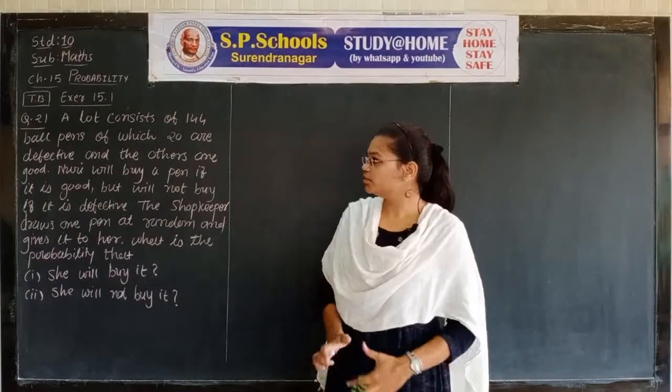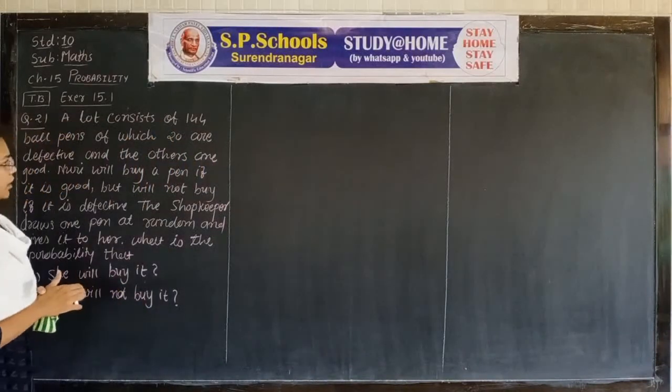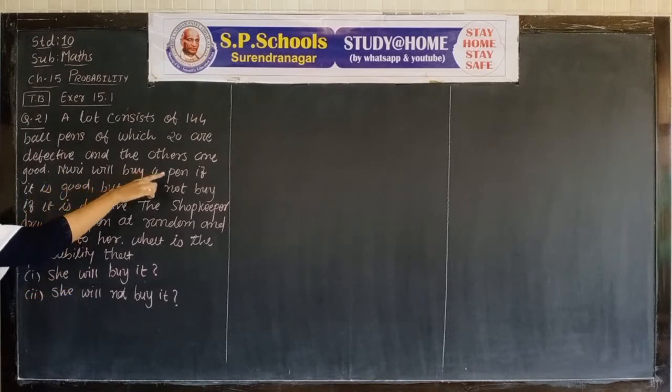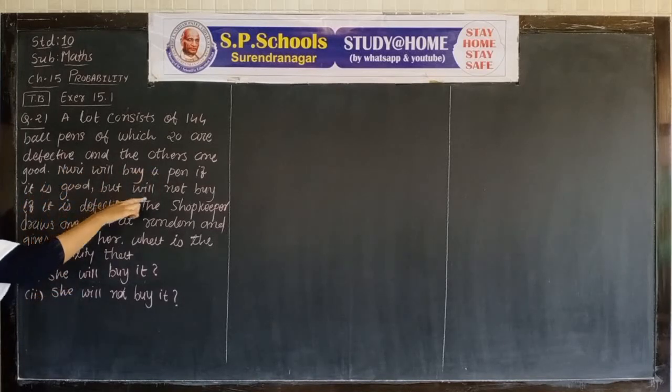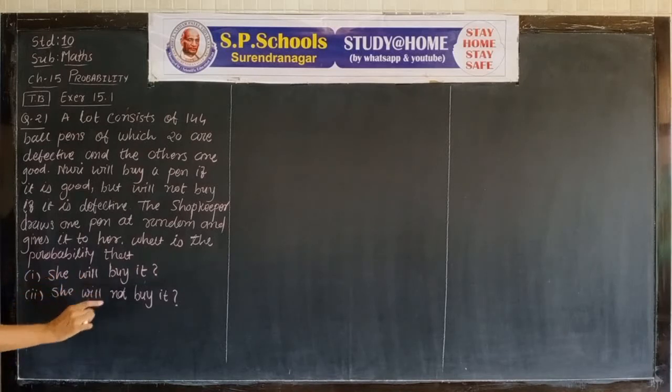Let's see the next question, question number 21. A lot consists of 144 ball pens, of which 20 are defective and the others are good. Nuri will buy a pen if it is good, but she will not buy it if it is defective. The shopkeeper draws one pen at random and gives it to her. What is the probability that first she will buy it and second she will not buy it?